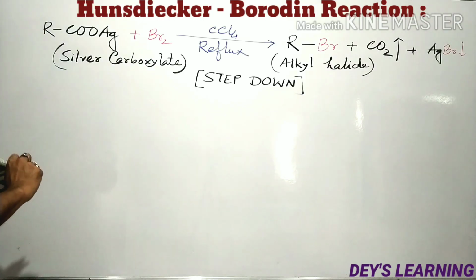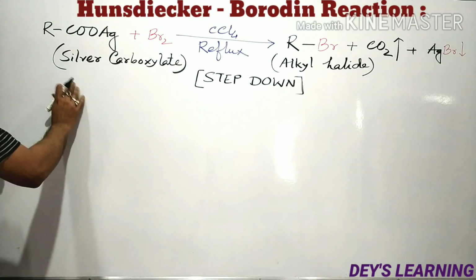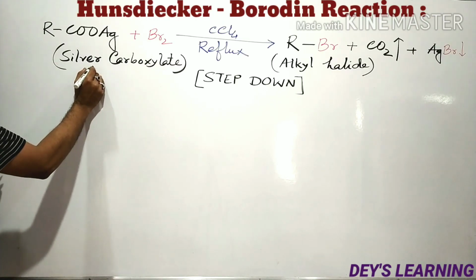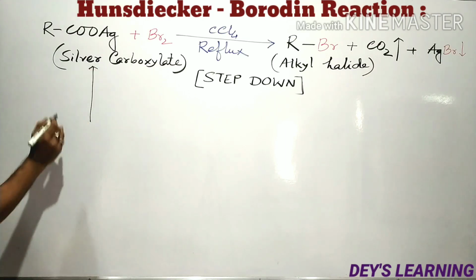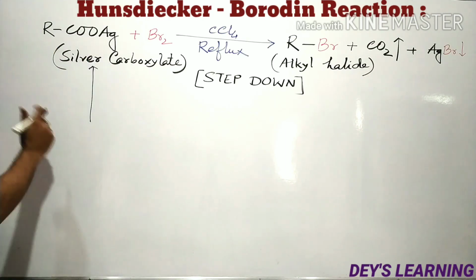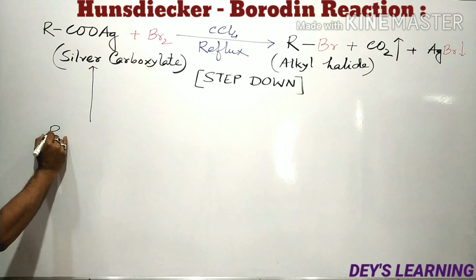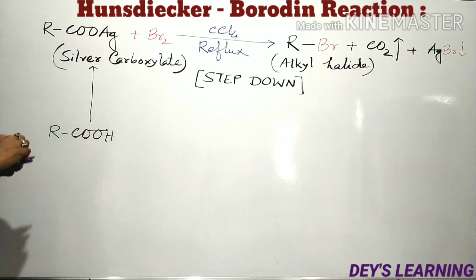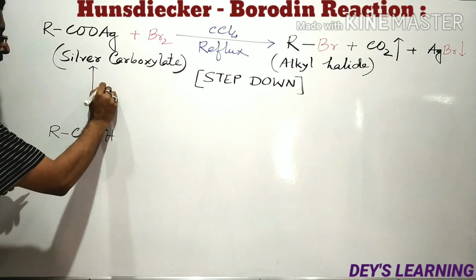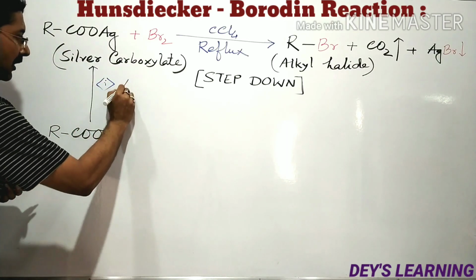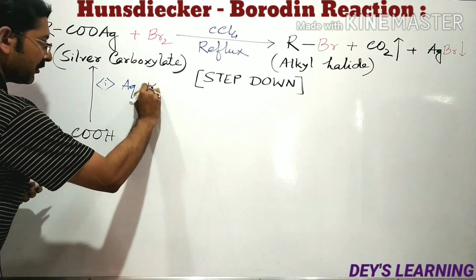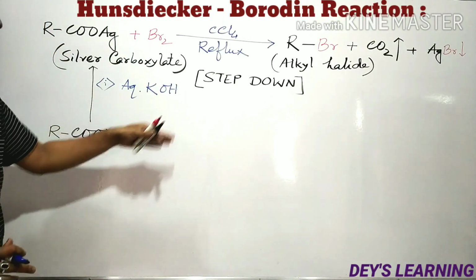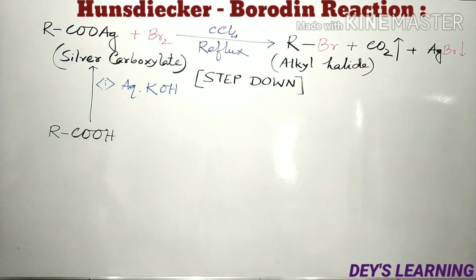Now the first question is how this silver carboxylate can be prepared. It can be prepared from carboxylic acid, on treatment with, say, aqueous potassium hydroxide or any alkaline medium, maybe sodium carbonate, maybe ammonium hydroxide also.